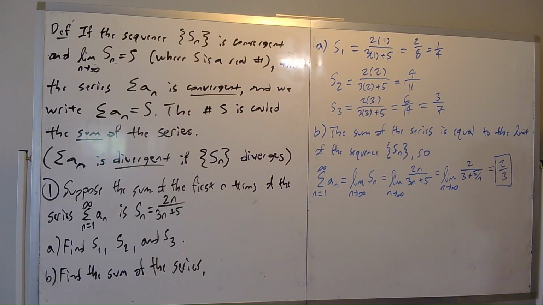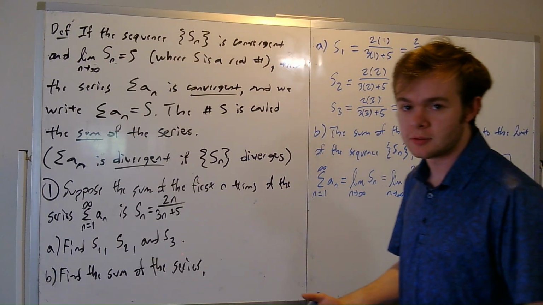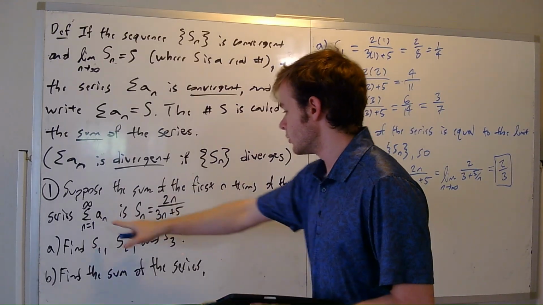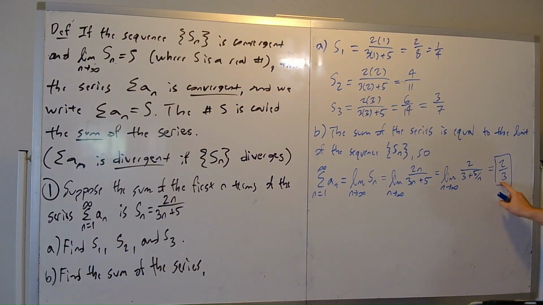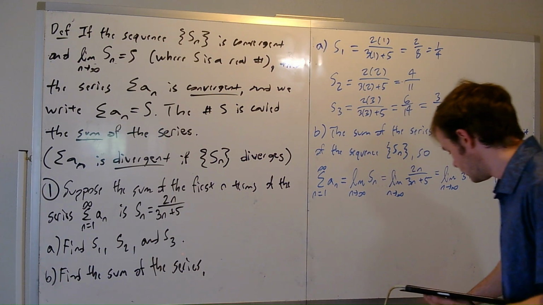So that would be our answer. If we add together all the infinitely many terms in our series, we're going to be approaching the number 2 over 3. So we're going to say that that's the sum of the series. Okay. So let's do another example here.